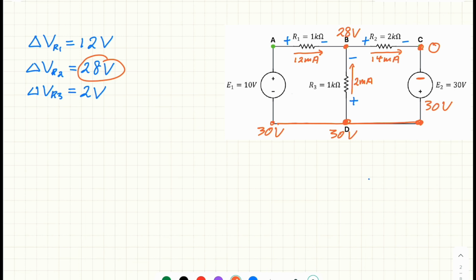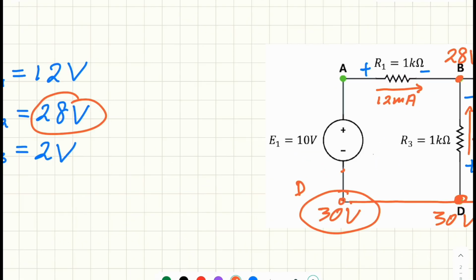So this is consistent. Now let's consider the voltage source 1 here. At this point it is 30 volt. Now the voltage source E1 means it steps up the potential. It adds an extra 10 volt. So at node A, the potential must be 30 plus 10 equal to 40 volt.